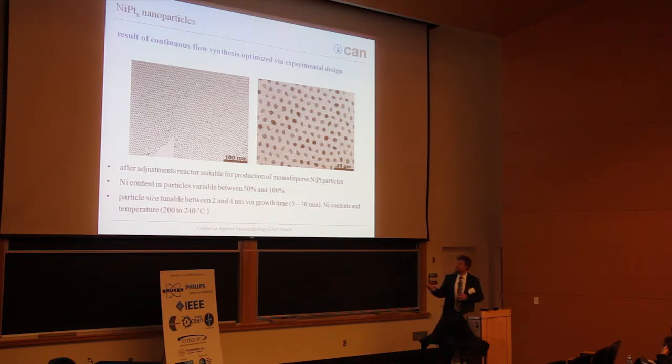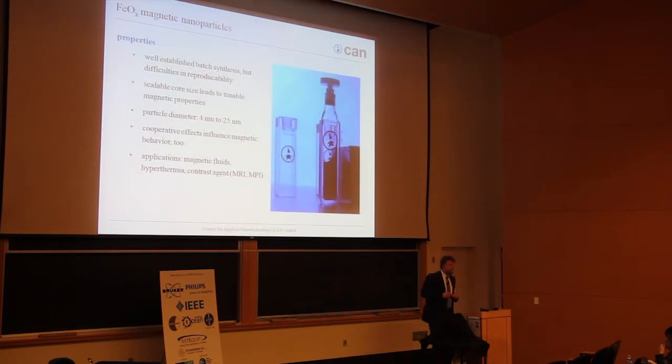We could change the particle size between 2 and 4 nanometers. That was really nice. But now let's talk about iron oxide. So iron oxide, well, you all know this. There are quite a lot of well-established batch syntheses around, which yield from small to quite large amounts of particles in the gram scale. But we feel that the reproducibility of the iron oxide synthesis is not really good.